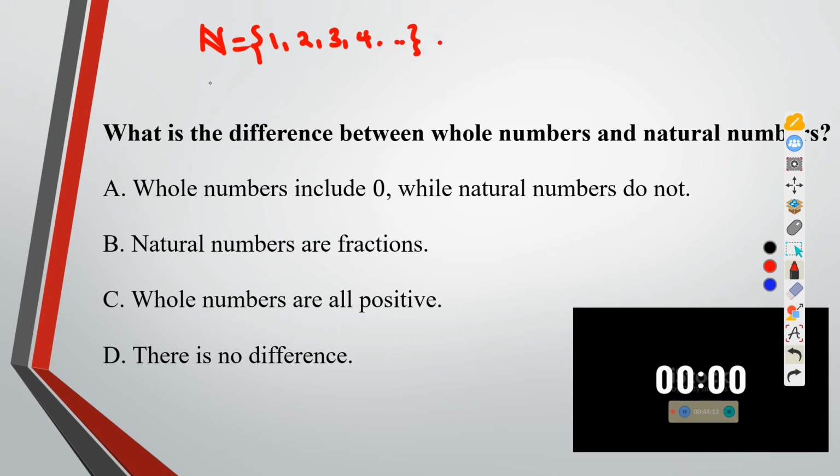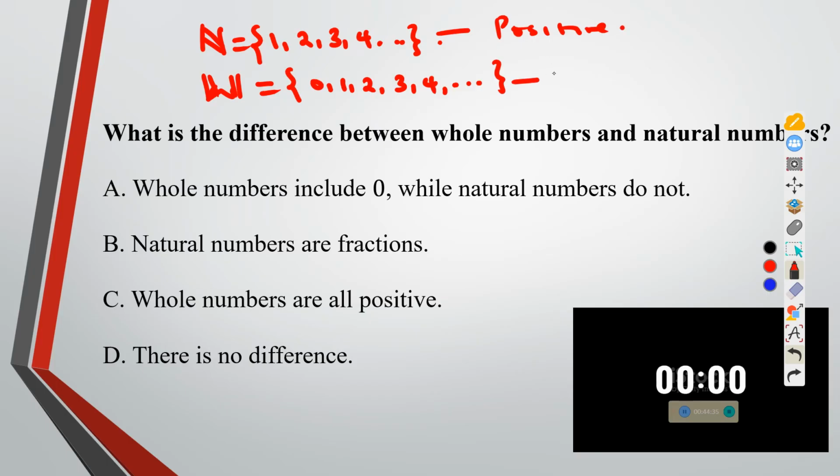When you talk about the set of whole numbers, whole numbers actually also start from 0, 1, 2, 3, 4, and so on. So these are positive integers, and these are what we call non-negative integers. So here they extend these ones by including a 0. So here we don't have a 0, but here we have a 0. So here the correct option will be option A. Whole numbers include a 0 while natural numbers don't. So this would be the correct option.